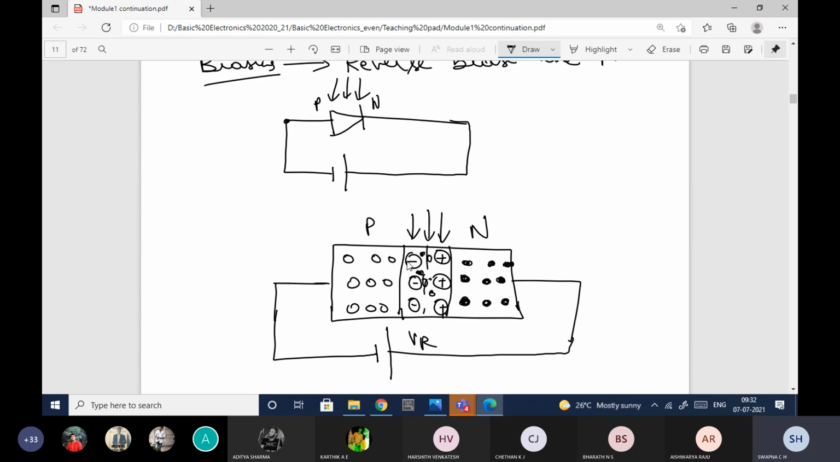So what happens, these electrons will get attracted towards the positive ion, and finally it will move out of the junction, and it will get attracted towards the positive terminal. In the same way, the holes will get attracted towards negative ions, and then towards the negative terminal. So because of this, the current will increase.